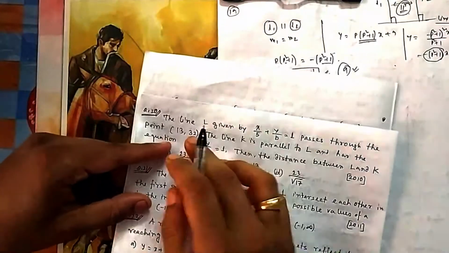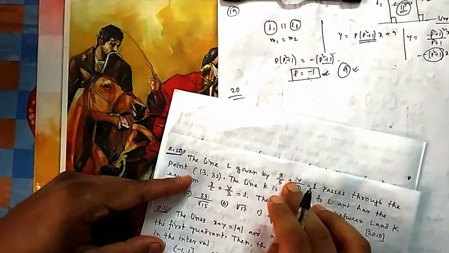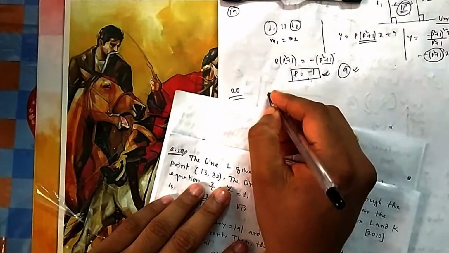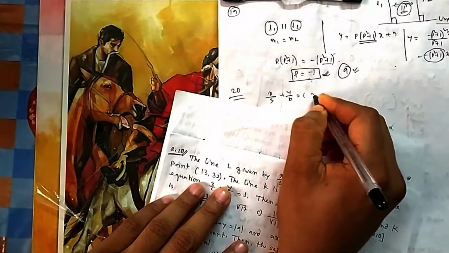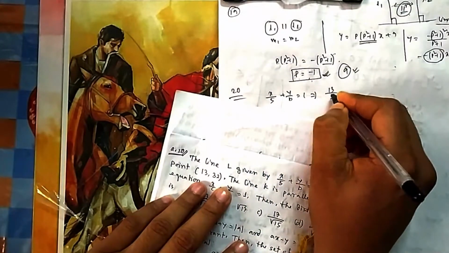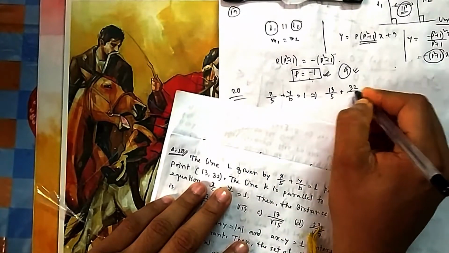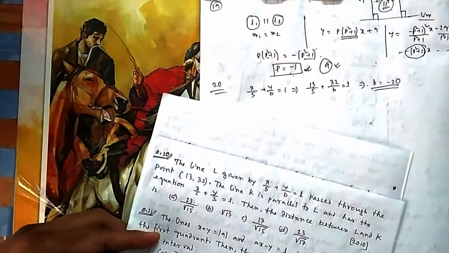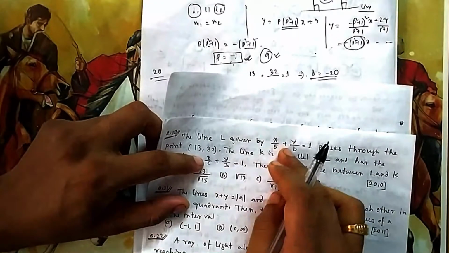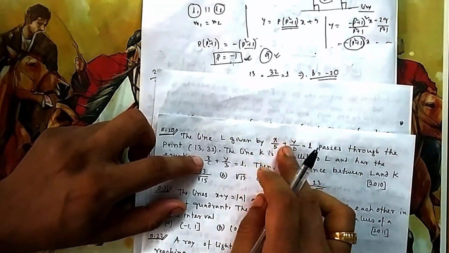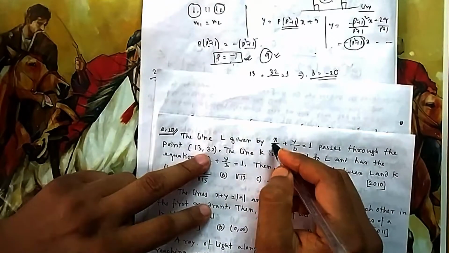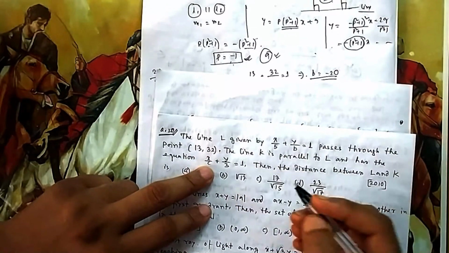So because line L passes through the point 13 by 5 comma 32, if I put this point in the equation of L, it should satisfy. That means 13 by 5 plus 32 by B is equal to 1. B equal to minus 20. So these two are parallel lines, which means their slopes are equal, or you can say the x and y coefficients should have the same ratio. You have done this in class 10. So A1 by A2 should be equal to B1 by B2 for parallel lines.